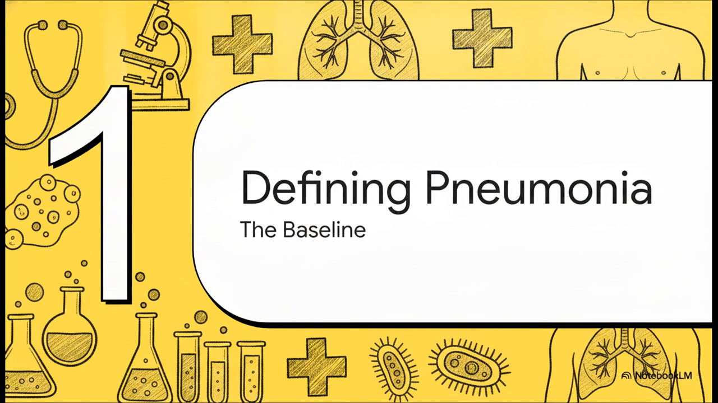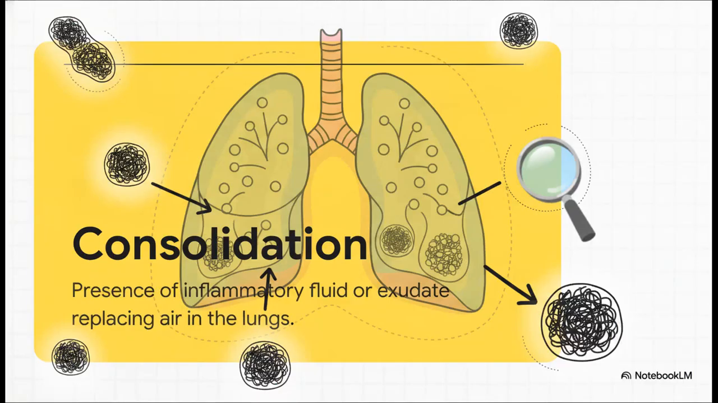All right, Section 1, Defining Pneumonia. Let's establish our baseline. At its very core, pneumonia is the inflammation of the lung parenchyma, the functional tissue of the lungs, and it's triggered by microbial agents. But listen, the absolute key term you need to lock in right now is consolidation. Consolidation is literally just the presence of inflammatory fluid, or exudate, filling up those air spaces in the lungs. Understanding consolidation is the absolute key to grasping all the clinical symptoms and radiological signs we're going to talk about. Because when air gets replaced by fluid, it changes the whole shebang regarding how the lung sounds and exactly how it looks on an X-ray.